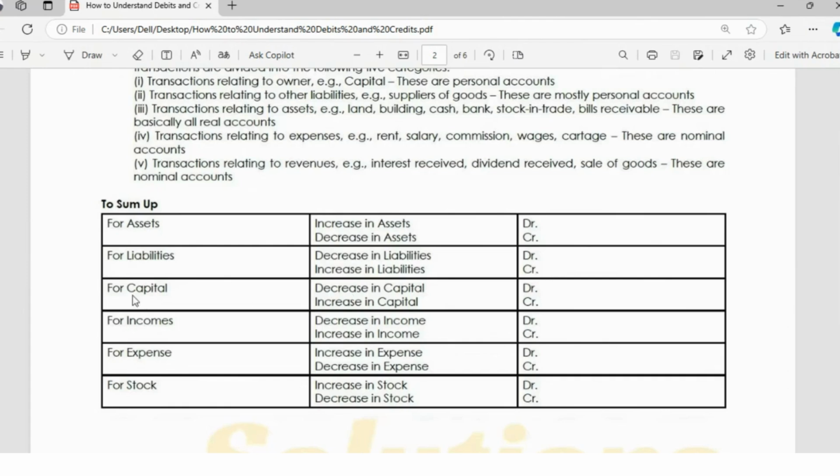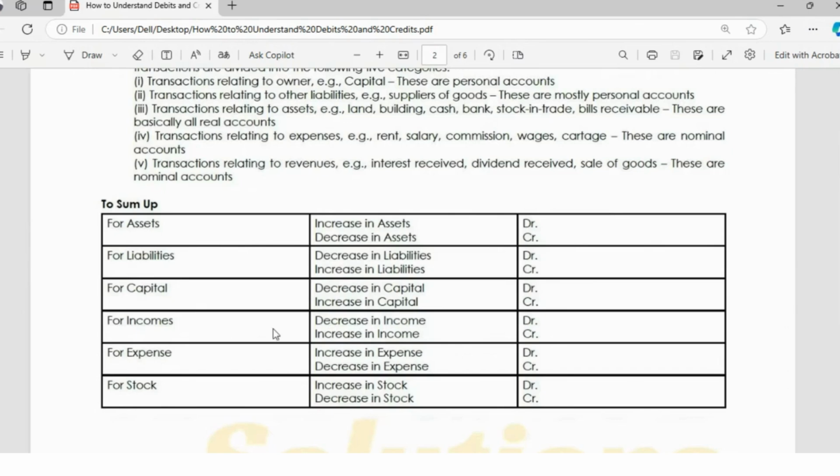All decreases in liabilities will be debited, and increases in liabilities will be credited. And so the capital: a decrease in capital will be debited, an increase in capital will be credited. Liabilities and capital will have a similar impact, and the incomes also follow the same thing. All decreases in income will be debited, all increases in incomes will be credited.